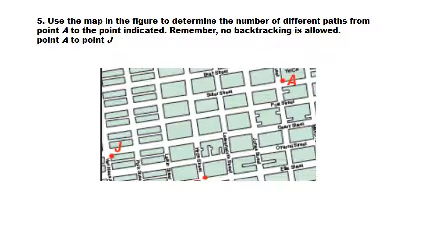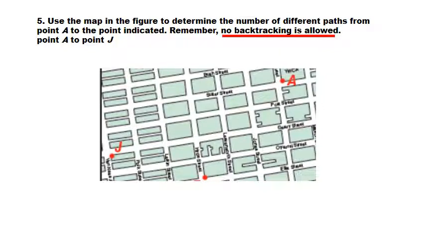It's number 5, and it says to use the map in the figure to determine the number of different paths from point A to the point indicated. Remember, no backtracking is allowed. Okay, so first we've got to talk about this backtracking.